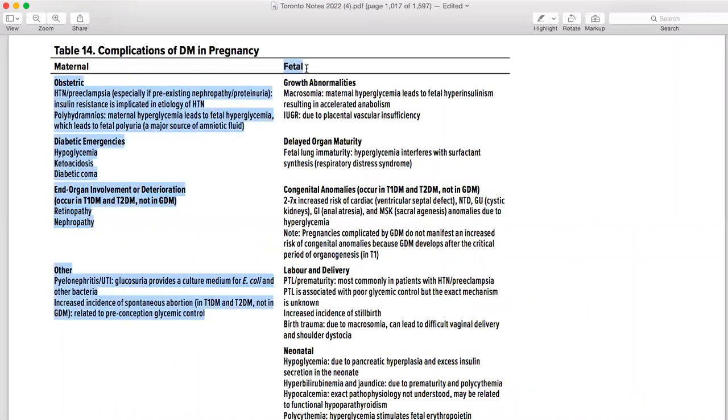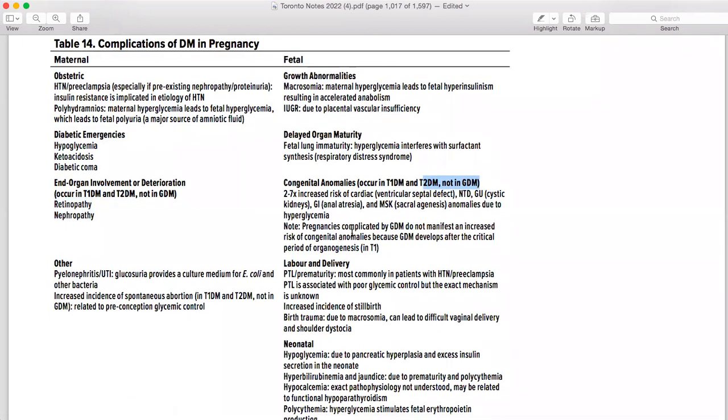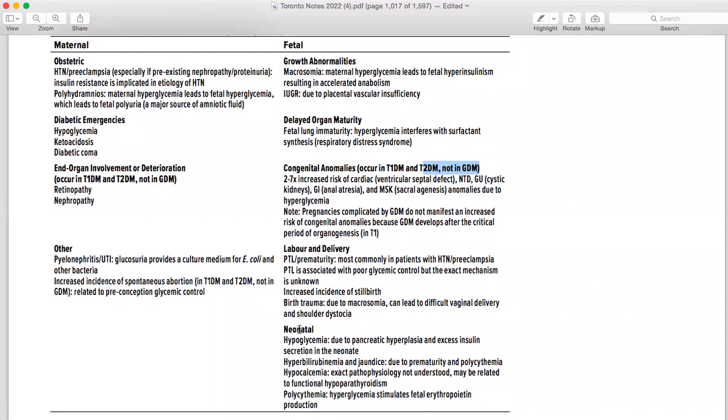Same goes for the fetus. So in the fetus, the congenital anomalies occur in type 1 and type 2, but not in gestational diabetes. Okay, because organogenesis is happening in T1 and gestational diabetes started after 20 weeks. So basically in T2 and T3. Okay, 2 to 7 times increase in the cardiac, GI, musculoskeletal disease, and the pregnancy complicated by gestational diabetes does not manifest as increased congenital anomalies because gestational diabetes develops after the critical period of organogenesis.